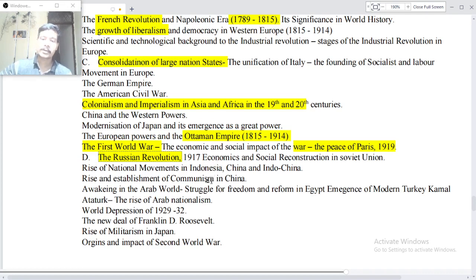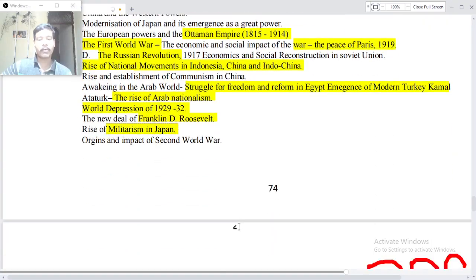economic and social reconstruction in the Soviet Union, rise of the national movements in Indonesia, China and Indochina, the rise and establishment of communism in China, awakening in the Arab world, struggle for freedom and reform in Egypt, emergence of modern Turkey, Kemal Atatürk, and the rise of Arab nationalism, world depression of 1929 to 32, the New Deal of Franklin D. Roosevelt, and the rise of militarism in Japan, and the origins and impact of the Second World War.